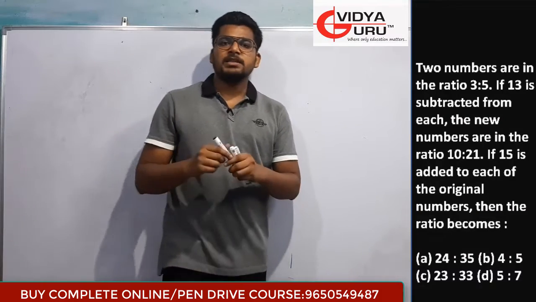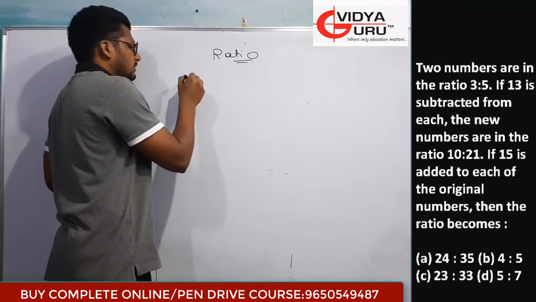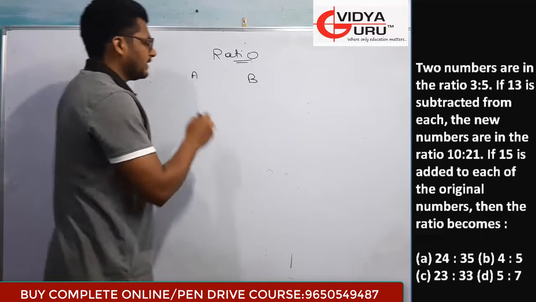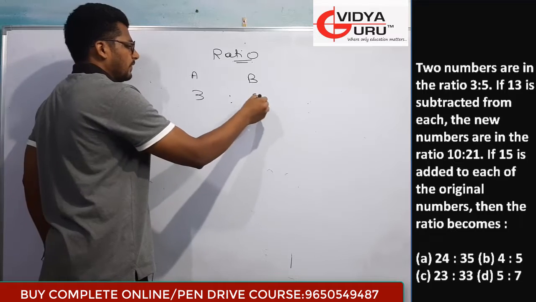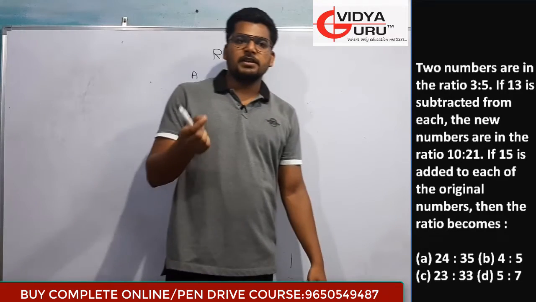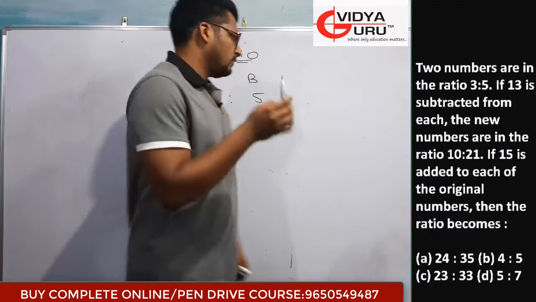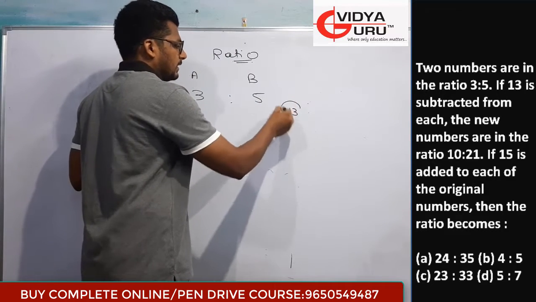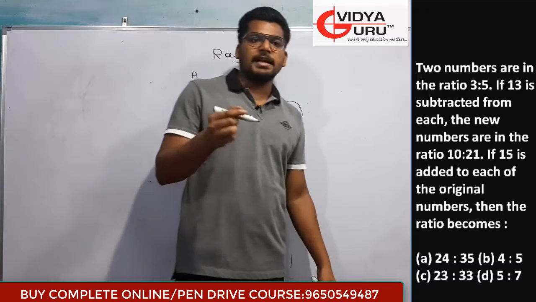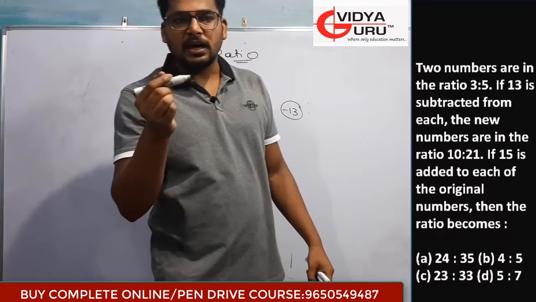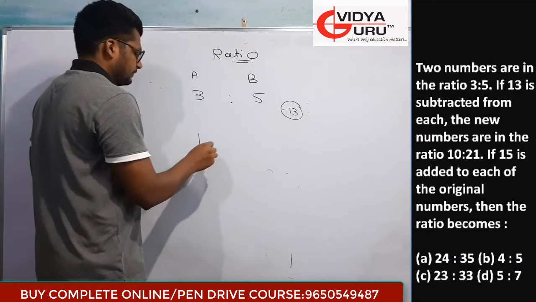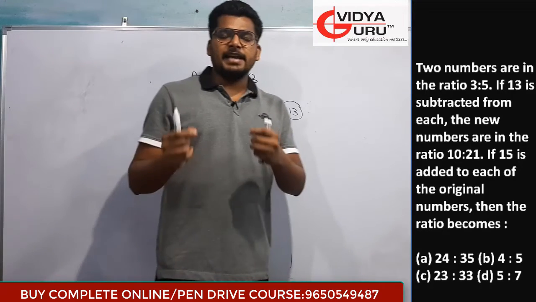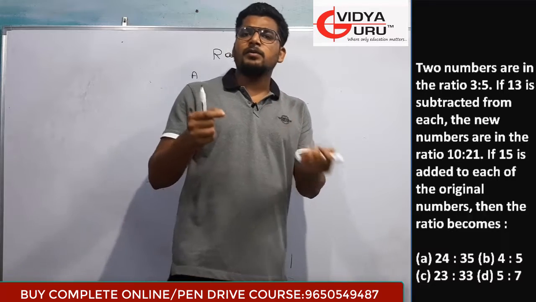The question is saying 2 numbers are given in ratio. Let the numbers be A and B. 2 numbers are given in ratio 3 ratio 5. And the question is, if 13 is subtracted from each, we are subtracting 13 from each, then the numbers are in the ratio 10:21. Further, it is saying if 15 is added to each number, then what will be the ratio?